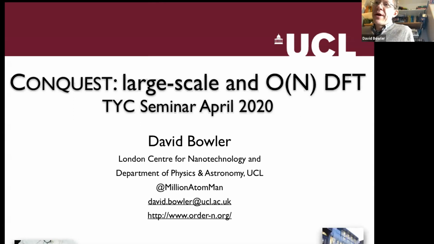So I'm going to talk about CONQUEST, which is the DFT code that I've been developing in collaboration with various other people at UCL and at NIMS over the last 20 or so years. We've recently started changing how we describe it. We now call it large scale and linear scaling DFT, because that actually reflects better exactly what we do with it. So I'll take us through a rough description of how it works, and then eventually after that I'll talk about some of the more recent applications.